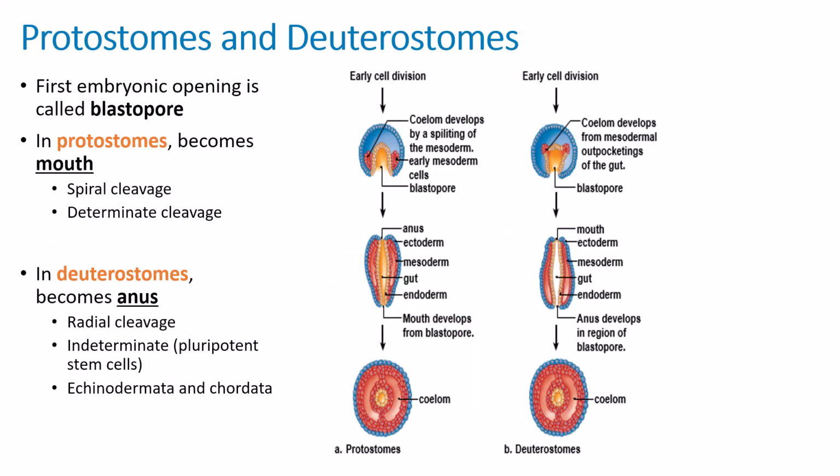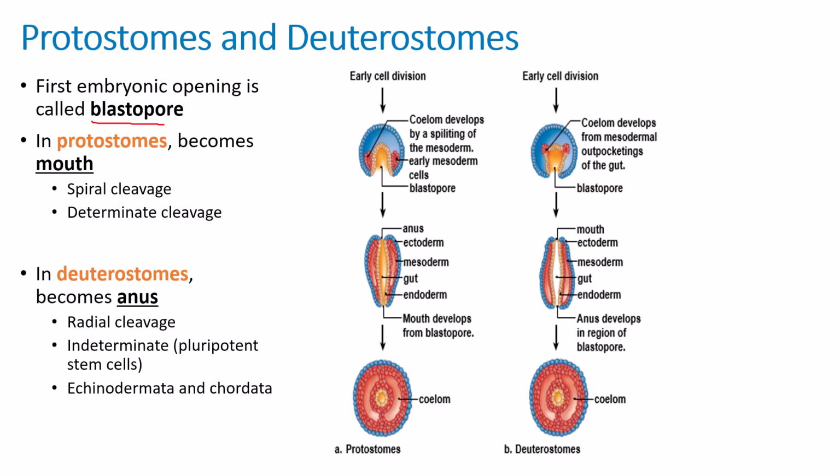So that brings us to protostomes and deuterostomes. So in embryonic development, basically the super short story on embryonic development, right? You have a sperm and egg, they fuse, you get a diploid zygote. That zygote divides into a ball of cells. That hollow ball of cells gets its first embryonic opening, which is called the blastopore.